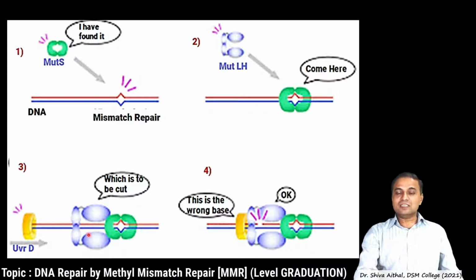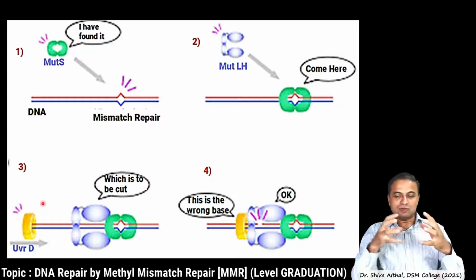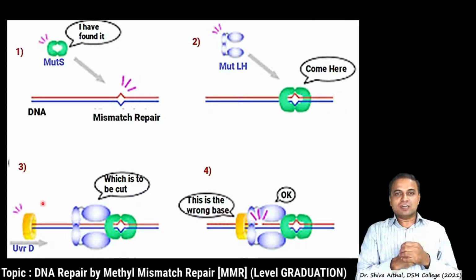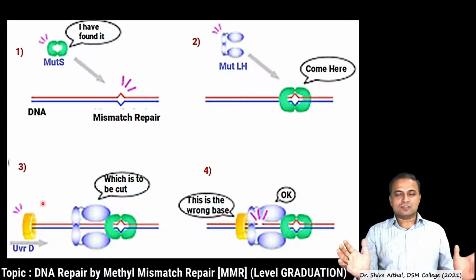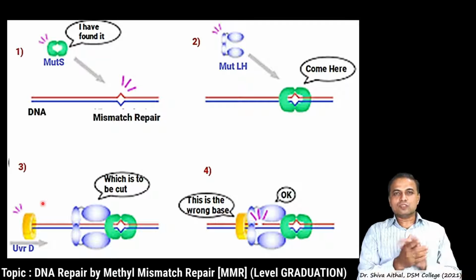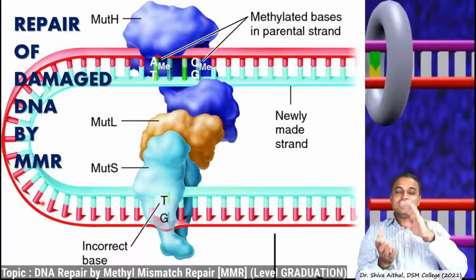Then mut LH scans to decide which strand is to be cut. It says, hey, this is the wrong base. Then, okay, I will cut this, and this is the UvrD product, which is a helicase plus an exonuclease. Exonuclease is one which is capable of cutting single-stranded DNA. So all these proteins assemble at that spot, cut, repair, ligate and finish. This is over. It looks so simple, but as you can see here, this is the whole circus going on. It is not as simple.